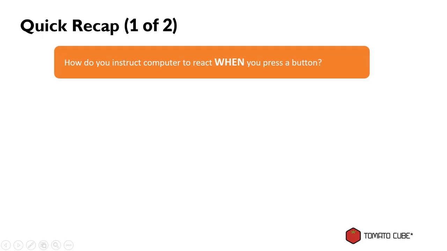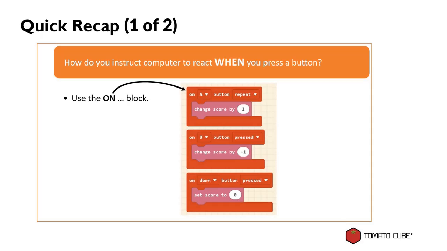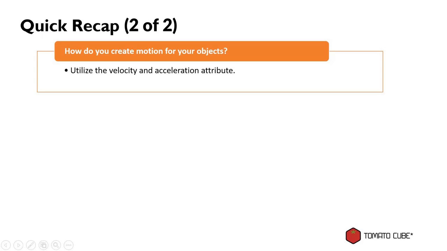So first thing, do you remember how you instruct the computer to react when you press a button? We utilize the on block, which looks like this. We say on A button, repeat, or on button press, do something. So the on block is utilized whenever you need to ask the computer to react when you press a button. How do you create motion for your objects? We utilize the velocity and acceleration attributes to create the movement for our objects.